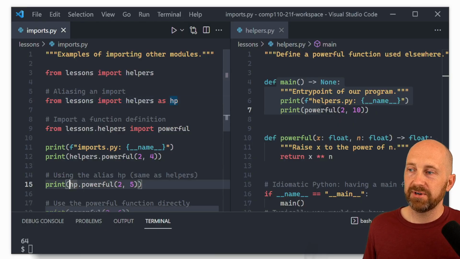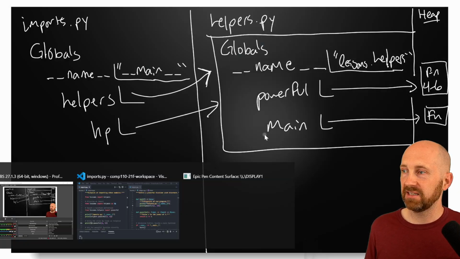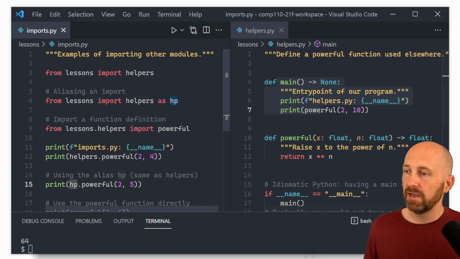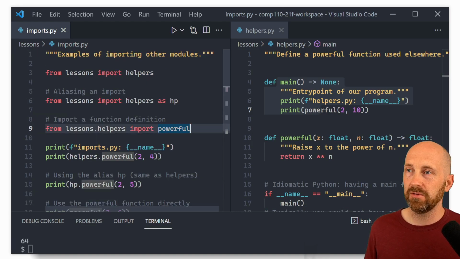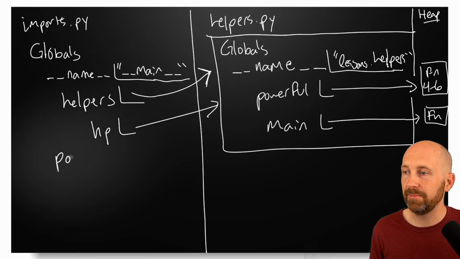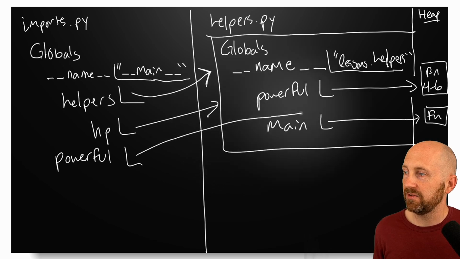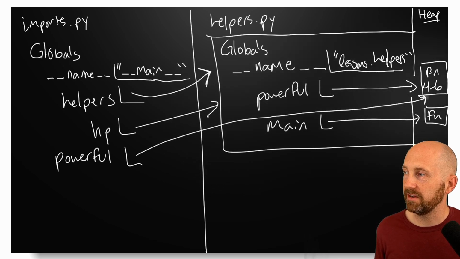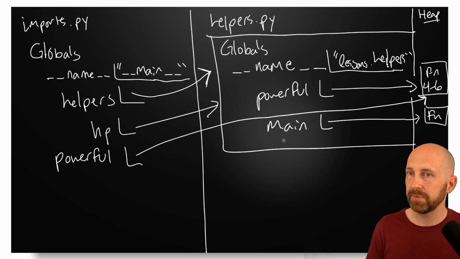And for that reason, we're able to say hp.powerful. We get to also say hp.main, and that would allow us to have access to the main function. And then lastly, this powerful function, when we imported it directly, what that would look like in our diagram is we would say, okay, well, we're importing the name powerful. And what is it bound to? Well, it's going to be bound actually directly to this entire function definition. And so we can use it directly. All right.